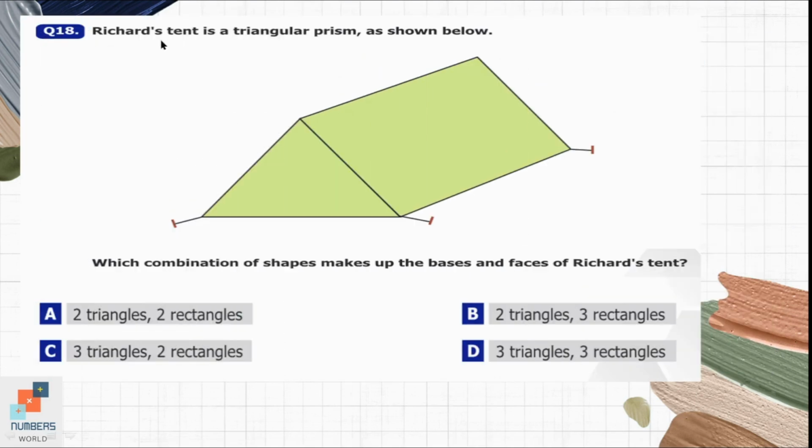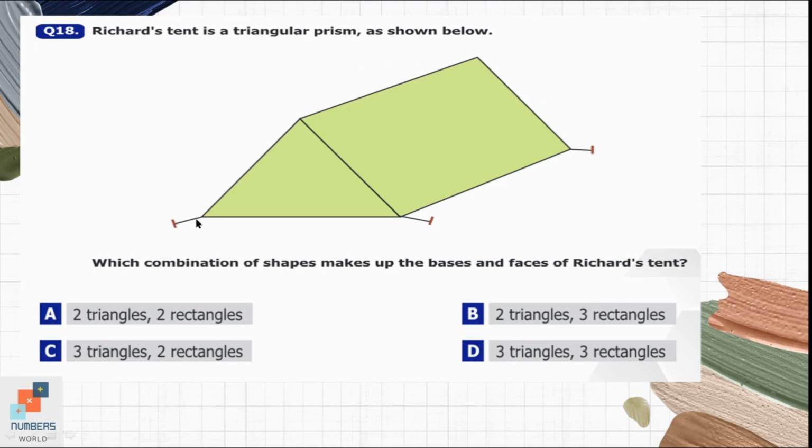Question number 18. Richard's tent is a triangular prism as shown below. Which combination of shapes makes up the bases and faces of Richard's tent? So we know in a prism, the same shape is repeated at the front and at the back, and there are rectangles in the center.